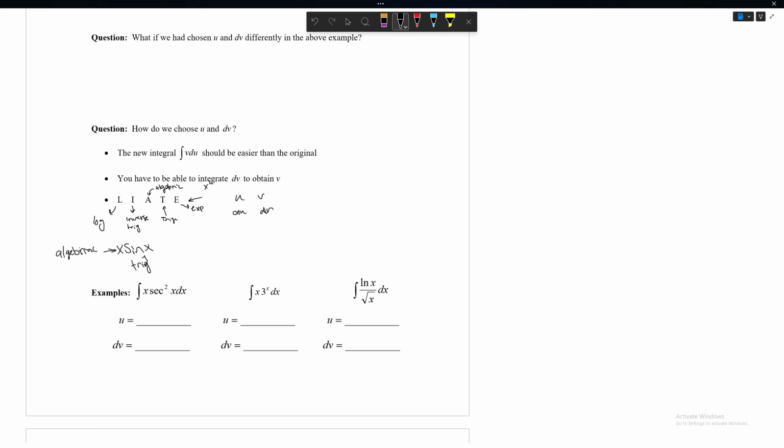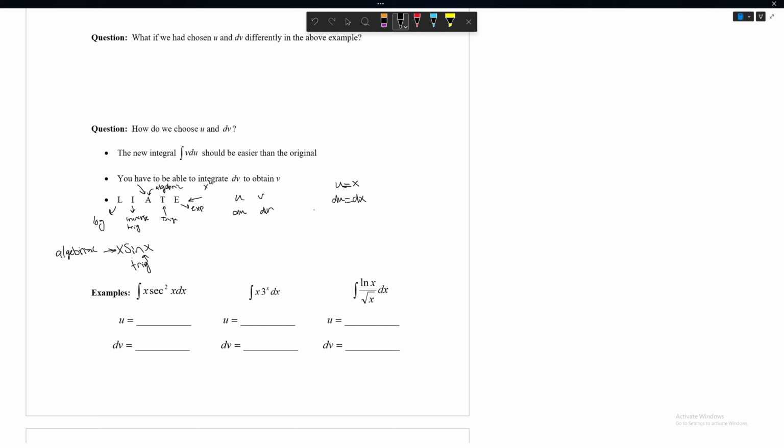What this says is whichever letter in my LIATE comes first. You see here, my algebraic comes first in the equation. So that's my A. A comes first because trig is after. So that means your first one gets your u. So u equals x. That means du equals dx. What I did here, I just differentiated the left side and right side. The derivative of x is dx, the derivative of u is du.